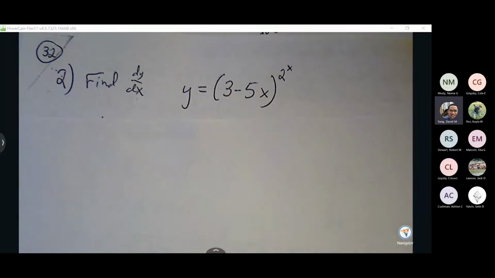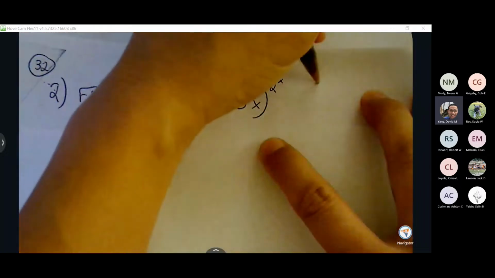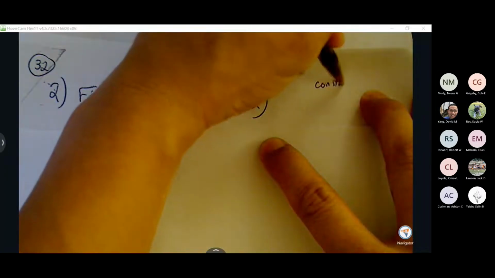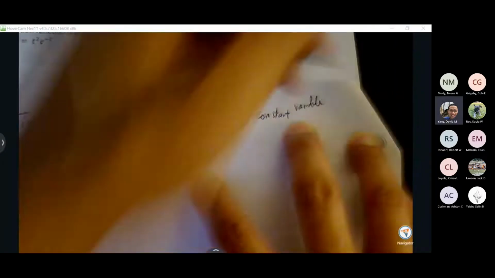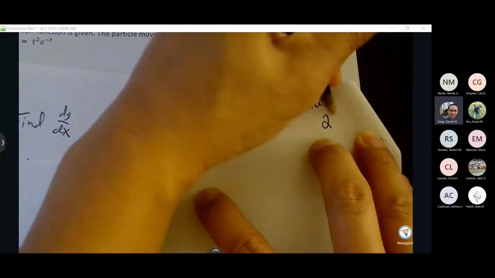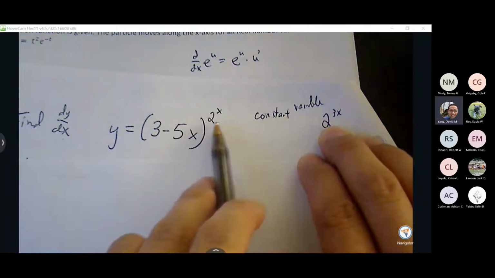y equals (3 minus 5x) to the x. Do we have a derivative rule that can handle this type of setup? Part of it is a to the u, but this overall is not a to the u, because a to the u would mean a constant raised to a variable. Like if it was 2 to the 3x, that would be a to the u. Implicit. We got to do implicit.